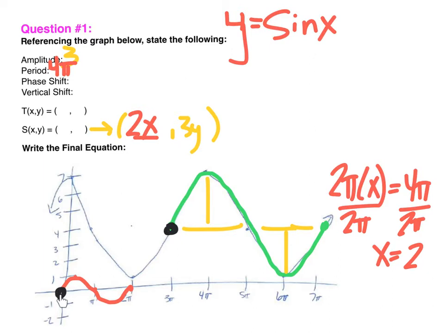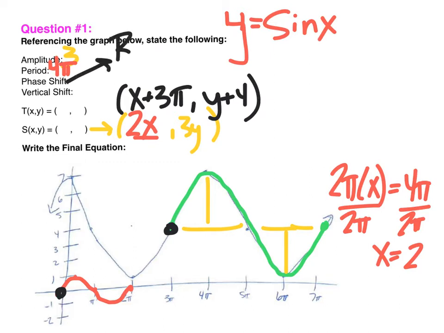So this graph slid to the right 3 pi and up 4. So right 3 pi and up 4, I can actually write that as my ordered pair rule. So it went right 3 pi, so plus 3 pi to the x, up 4 is that. Now in terms of vocabulary, our phase shift therefore is right, the 3 pi, the vertical shift on here is just the words up 4.